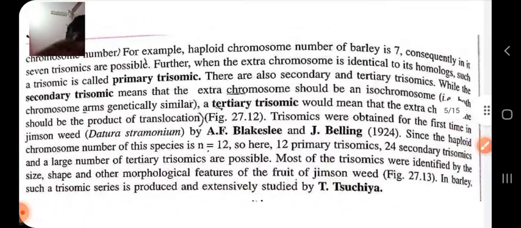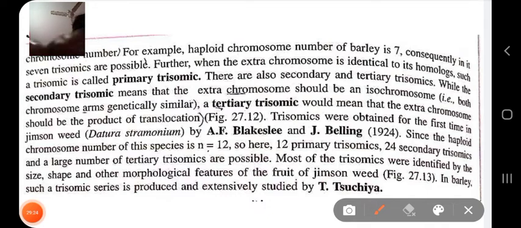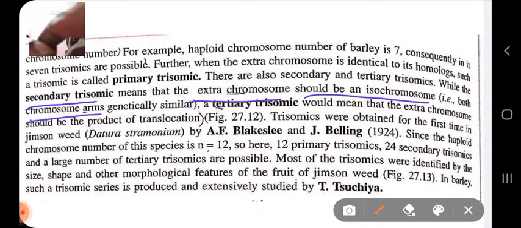In secondary trisomy, the extra chromosome should be an isochromosome. It simply means that both chromosome arms are genetically similar. We have a P arm and a Q arm, the short arm and the long arm. If the chromosome has identical copies of those chromosome arms, and that is added to the chromosome set, it is said to be secondary trisomy.